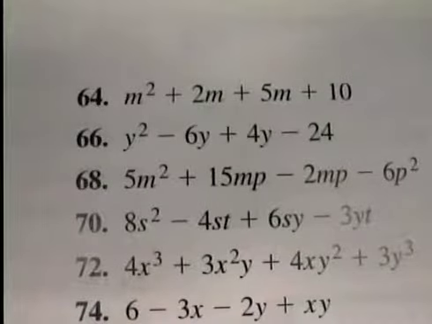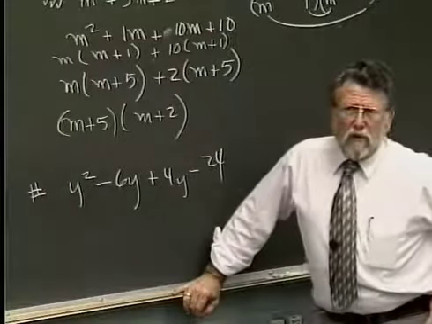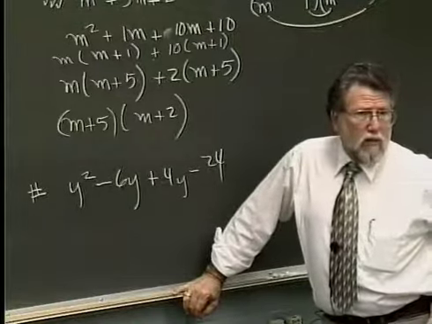The next one, y squared minus 6y, so that's number 66. So let me write that one down. Y squared minus 6y plus 4y minus 24. What do you think the original problem would have been that you would go to this particular grouping?